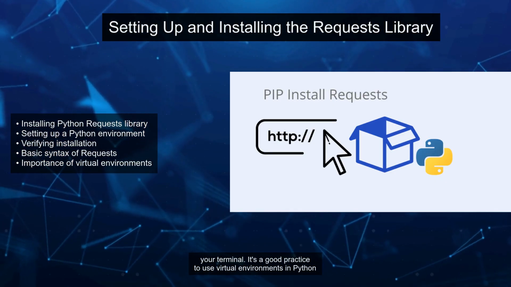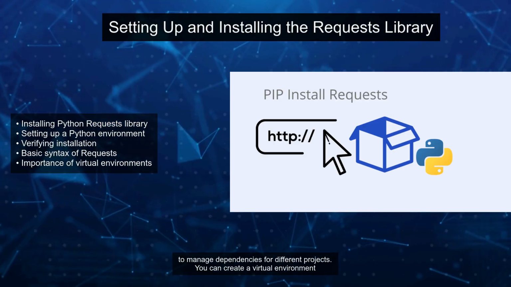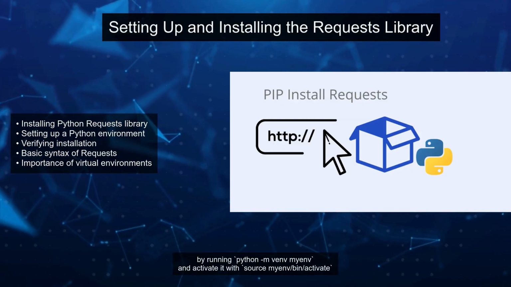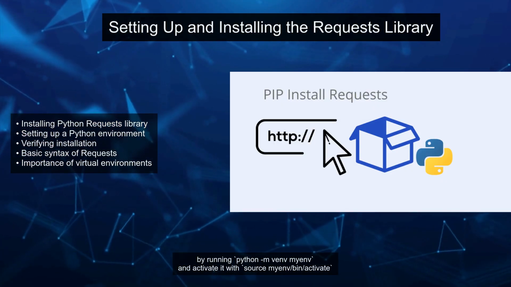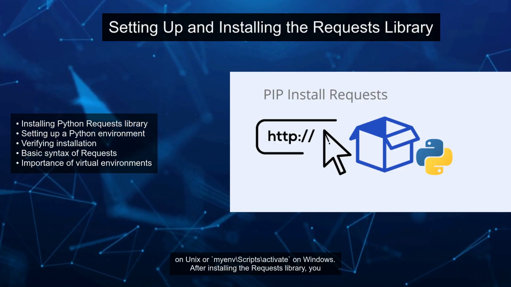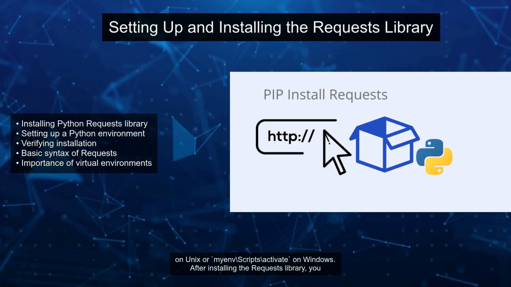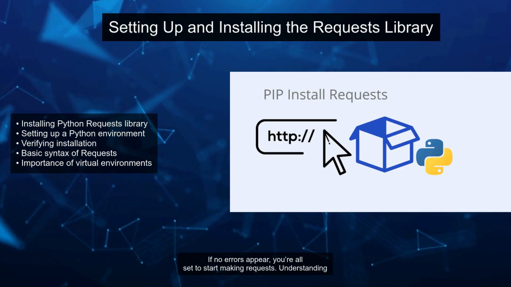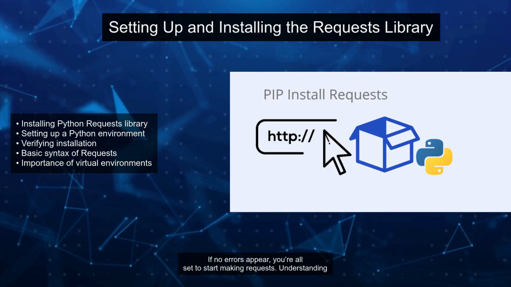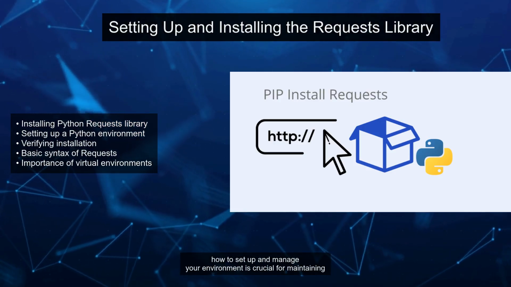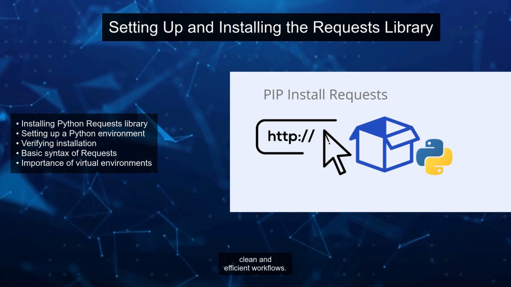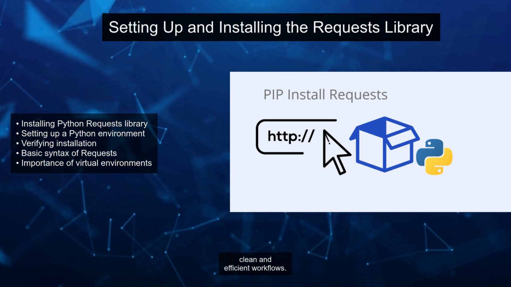It's a good practice to use virtual environments in Python to manage dependencies for different projects. You can create a virtual environment by running python -m venv myenv and activate it with source myenv/bin/activate on Unix or myenv/Scripts/activate on Windows. After installing the requests library, you can verify it by opening a Python shell and typing import requests. If no errors appear, you're all set to start making requests. Understanding how to set up and manage your environment is crucial for maintaining clean and efficient workflows.